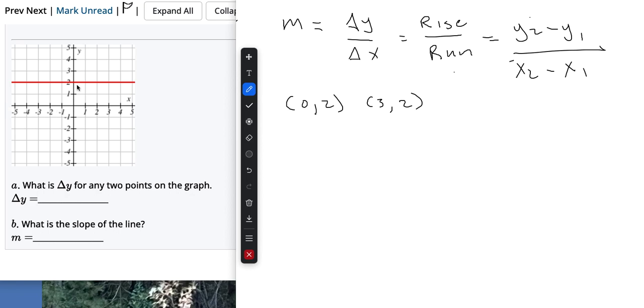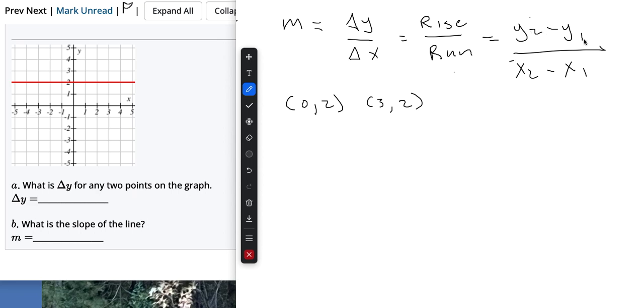Okay, so the question was, why is the slope of this 0? So let's start by just grabbing a couple of points and calculating it and see what it does. I'm kind of arbitrarily going to pick (0, 2) right here, and then (3, 2). And I could have picked any 2 points on that line. That's just the 2 I picked.